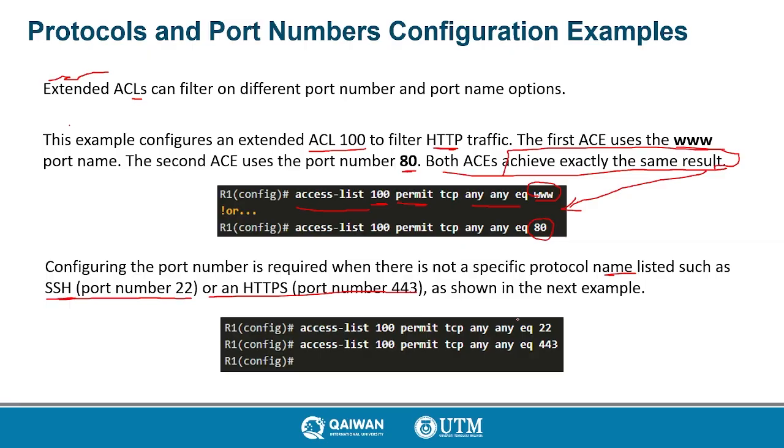It is important, so not every time you will have www. For instance, in this example, for HTTP we had www. However, here for HTTPS, which stands for secure, we have no name, so we need to make sure that we say access-list 100 permit TCP any, and it would be 443. EQ means equal, 443.